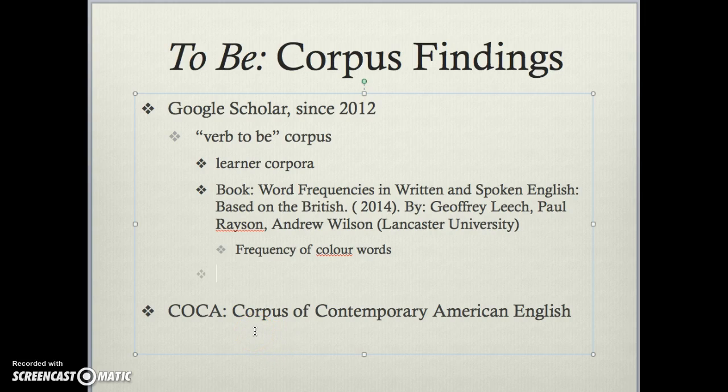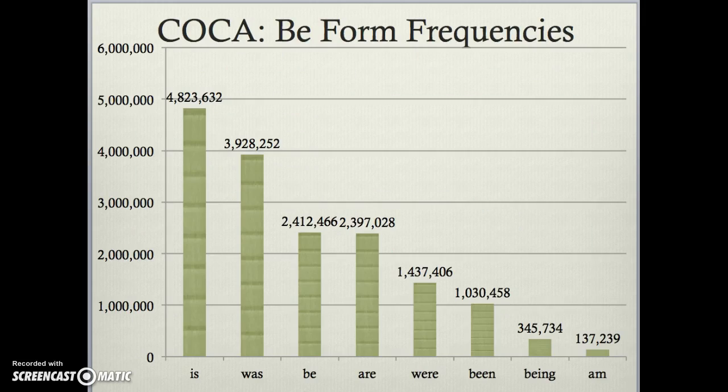However, then I started thinking more about COCA, and I went over to the Corpus of Contemporary American English. And when I got there, I decided to input each of the 8 forms of the verb to be to learn about frequency variations. And what did I find? The 2 most used forms of be in that 450 million word corpus of American English are is and was, both third person singular. The least frequent form is am.